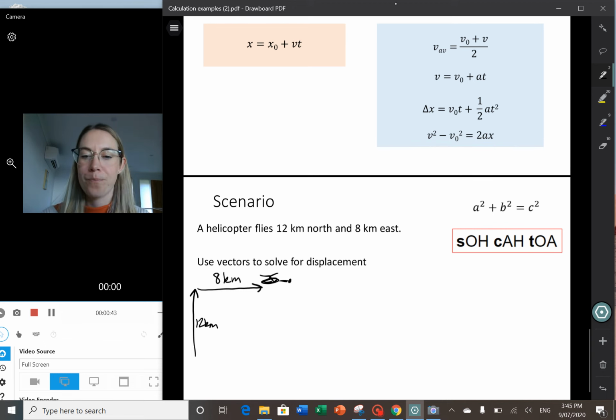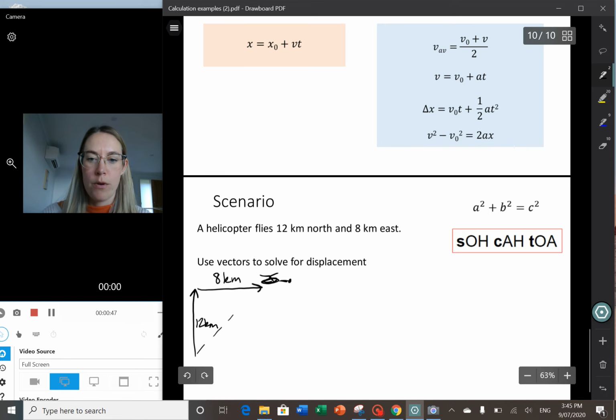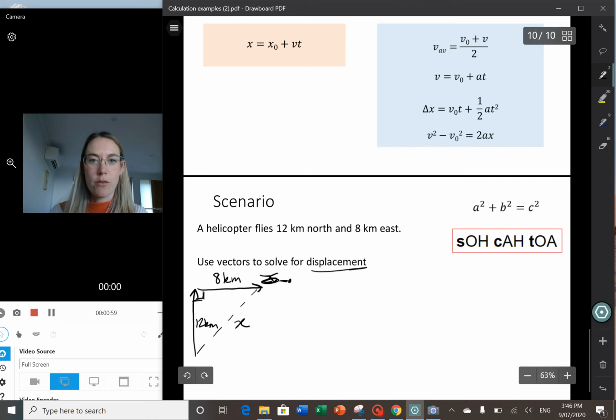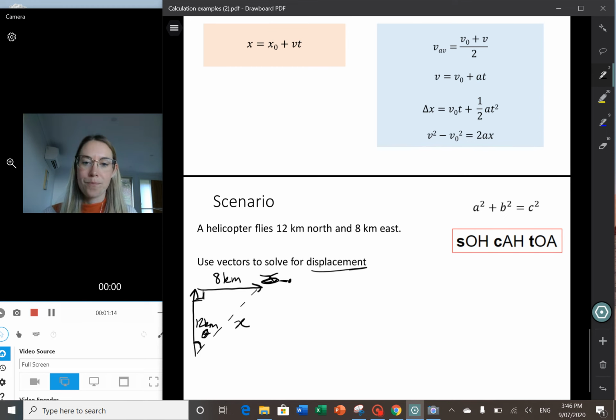We're being asked to find displacement, so really what we're being asked is, what is the length of the hypotenuse for this right-angled triangle? What is the value of x? So when we're working with displacement, we're looking at a vector quantity, not a scalar. So we want to calculate magnitude, which is going to be the length of x. We're also going to want to find the size of this angle, which is going to give us the direction of the displacement.